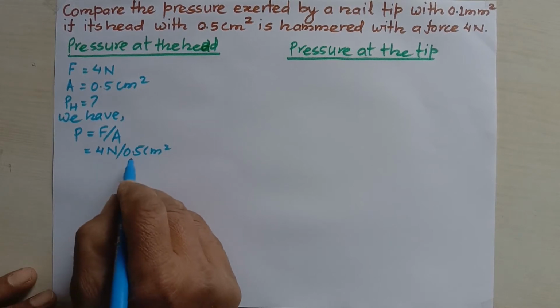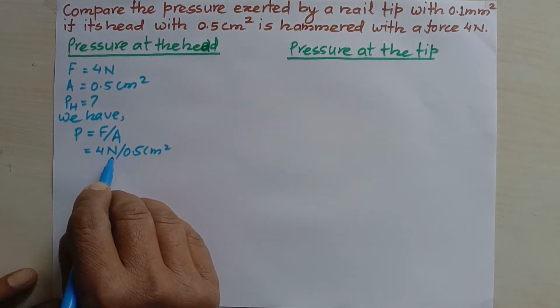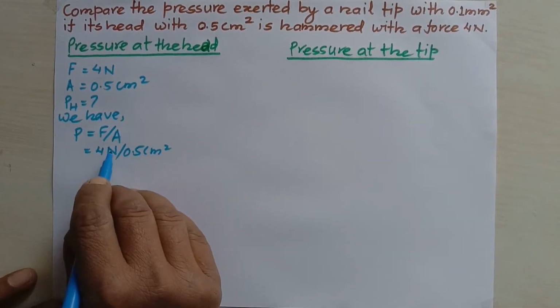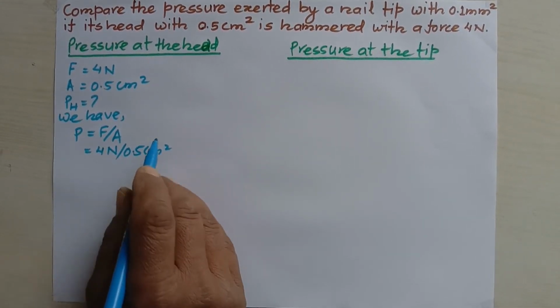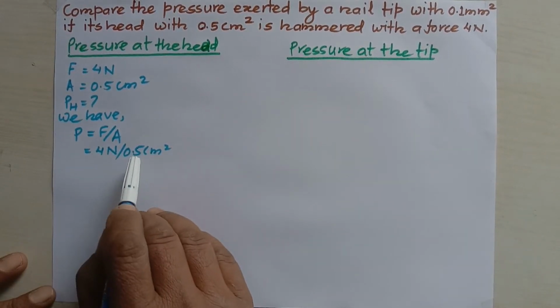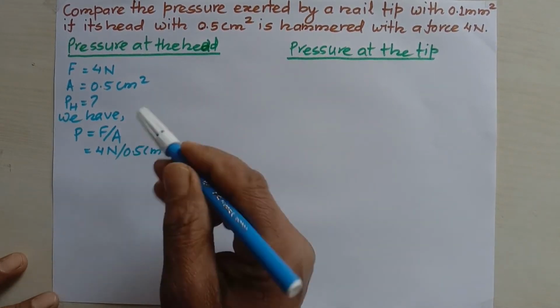Now I want to say something at this place. If force is measured in Newton, then area should be measured in meter square, because Newton by meter square becomes Pascal, that is the unit of pressure. That's why we have to convert this 0.5 centimeter square into meter square.